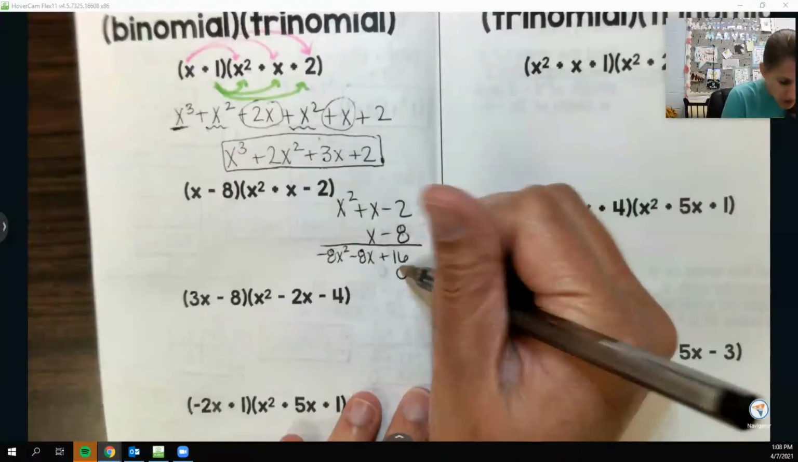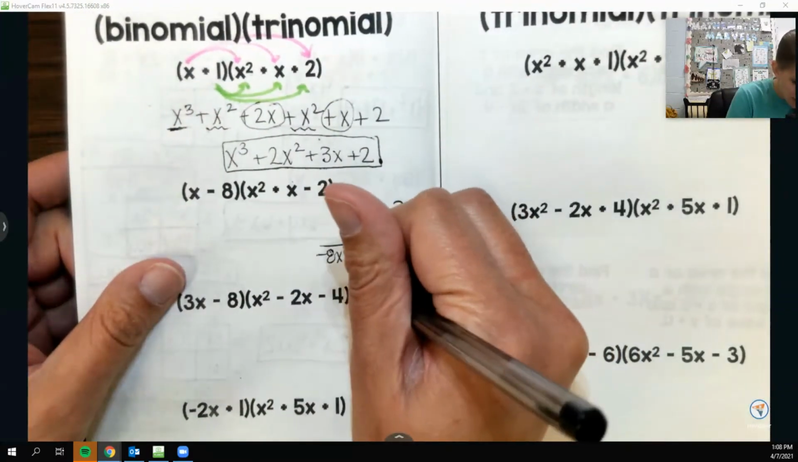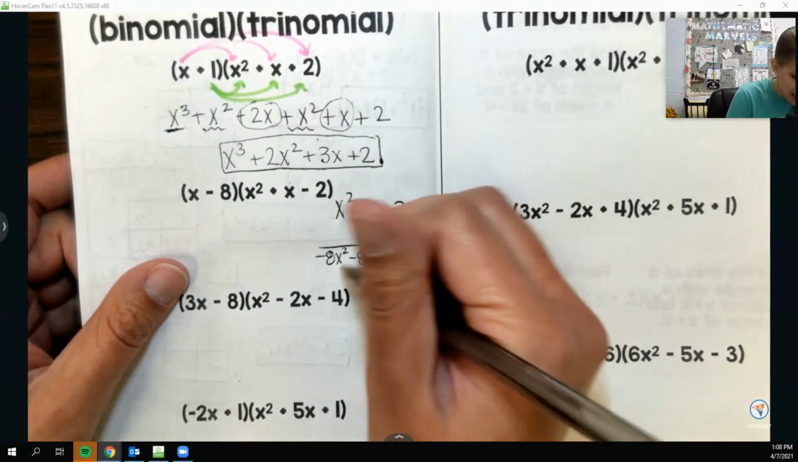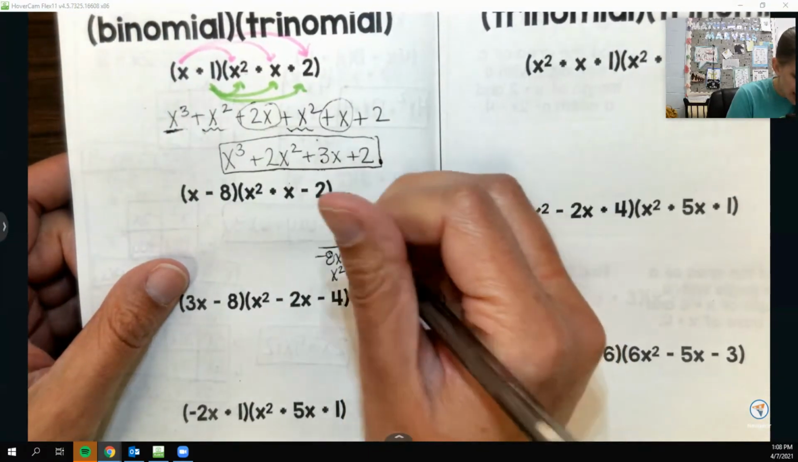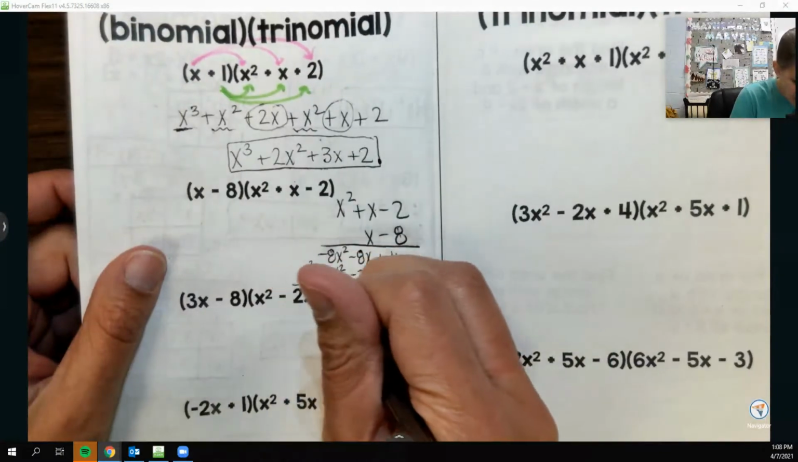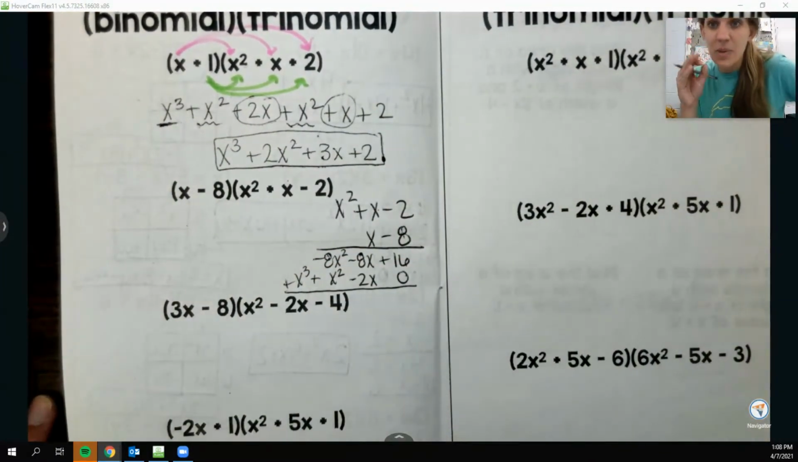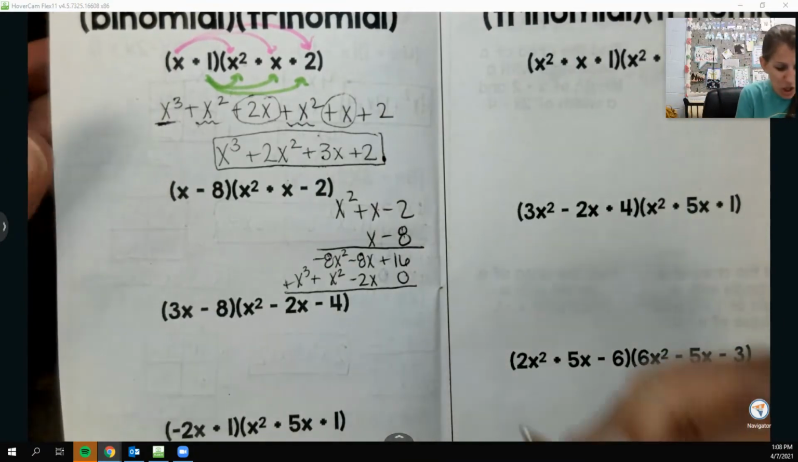I need a placeholder, and then I'm doing the x times each one. So x times negative 2 is negative 2x. X times x is x squared, and x times x squared is x to the third. Now, the reason I really like this way is because it lines everything up for me. All my like terms are sort of in the same positions.